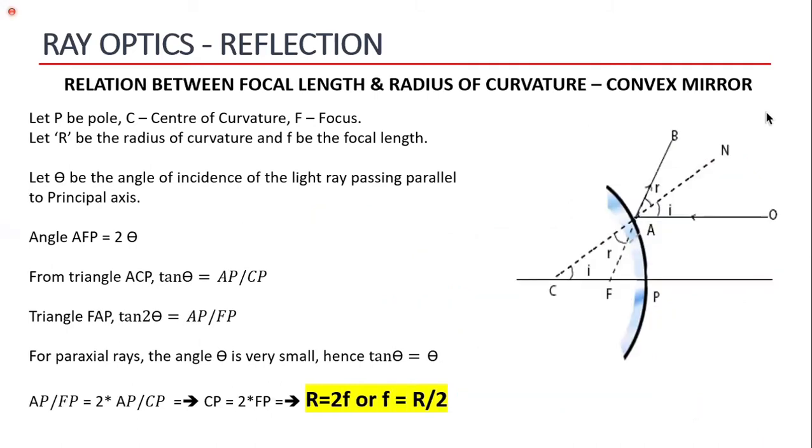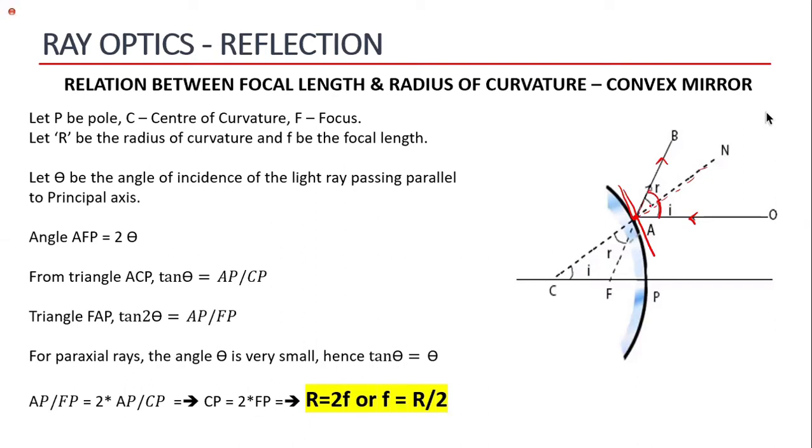Similarly, if we take your convex mirror, let's see if your radius of curvature and focal length have the same relation or a different relation. For that, again, I'm going to take my ray which is coming parallel to your principal axis. It hits at this point. At this point, I'm going to draw a tangent and I'm going to draw a normal. The same angle it makes here, so the ray is getting reflected in this direction.